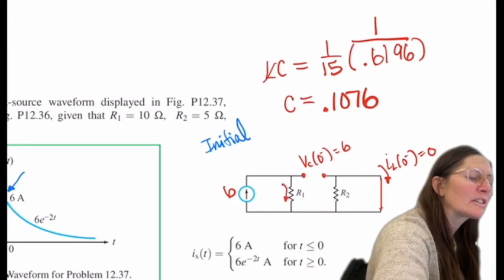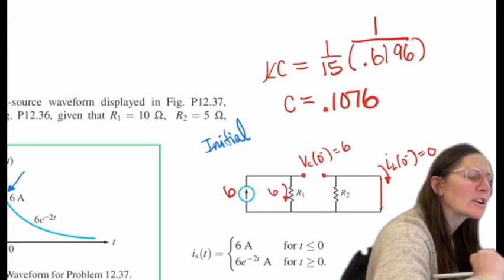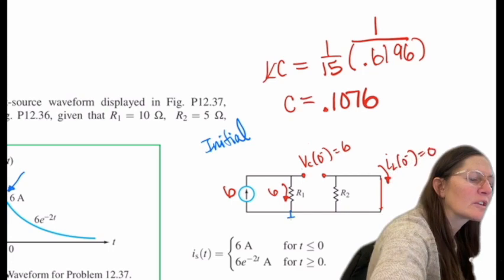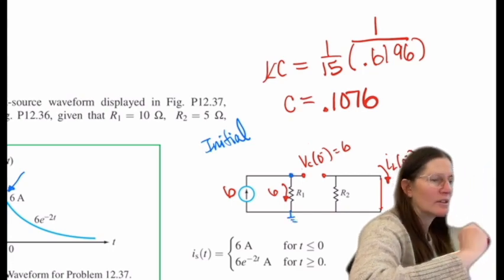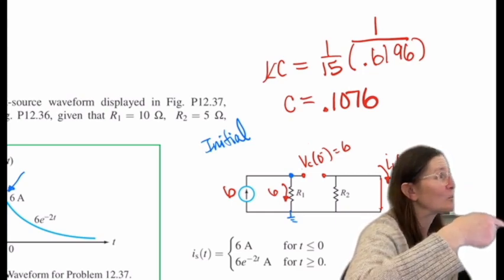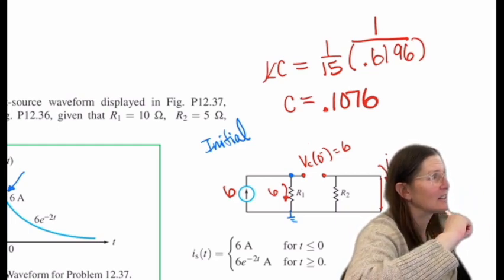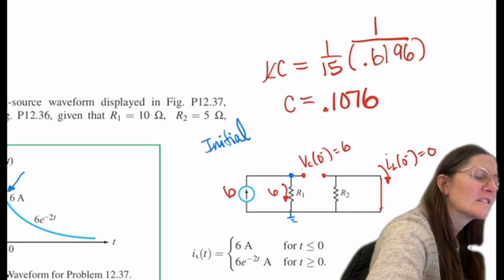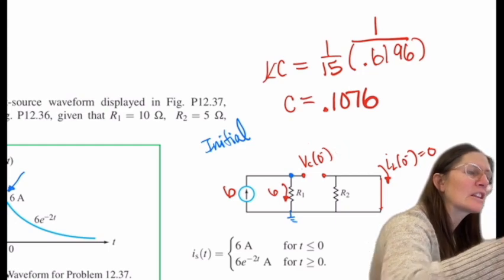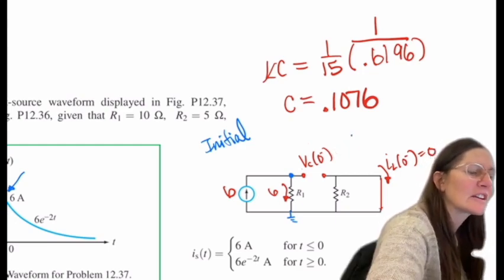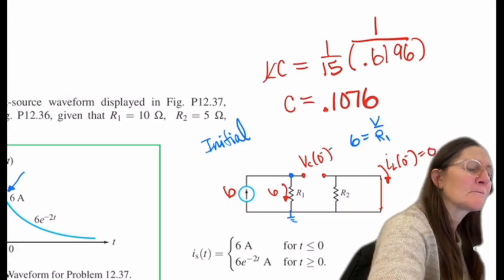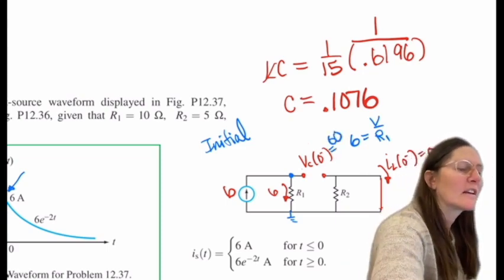So remember, this is current and we're finding voltage. So we know this current is 6 amps going through there. So the voltage there will be what? If we ground this node, 6 what? Over 10. So that, 60 volts. Yes, you're correct. V minus 0 over R1, and then minus 6. V equals IR. So note that the current in this case, which is 6, is equal to V over R1. So it's going to be 60.